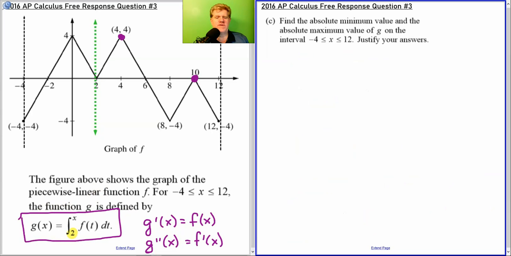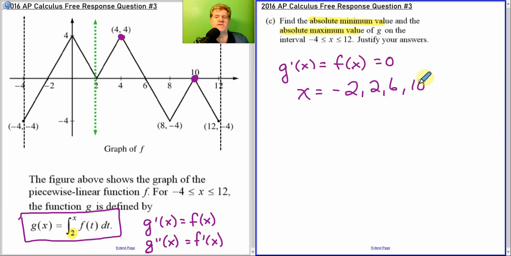Absolute minimums and maximum values. If we talk about absolute minimums and maximums, we're looking for critical numbers and endpoints. So the critical numbers of G, and here we go again, G prime is the same as f. We want to know when this equals 0. When is f equal to 0? Because when f is equal to 0, G prime of x is equal to 0. And we have 4 points: -2, 2, 6, 10. These are all values where we can have potential maxes and mins. But we also have to check the 2 endpoints.